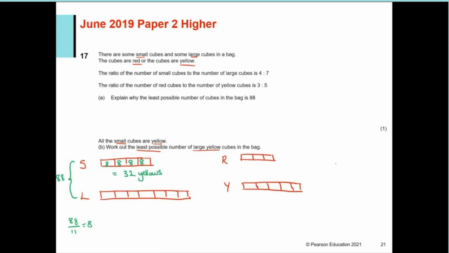Now if we do the same over here, this is just our red and our yellows, it's still 88. We're still saying, right, well, let's start with that 88. We've got 88 divided by 8 this time, which is 11. So each one of our boxes here is 11. So we've got 11 times 5, which is 55. So in total, my total number of yellow cubes is 55. I already have 32 yellows.